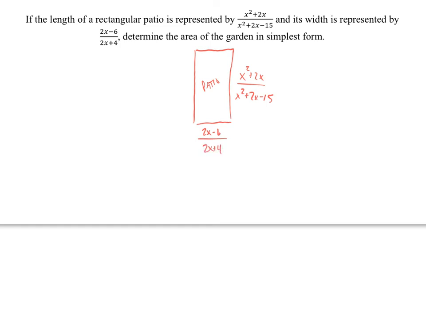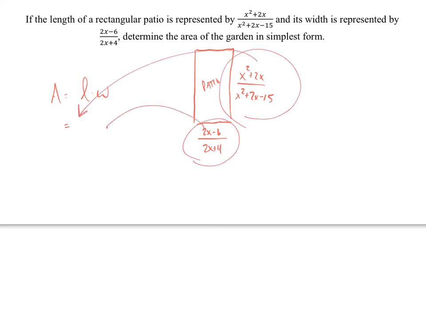Now, it doesn't really matter what we call those measurements because we know that area is just length times width. So now that we know what our length is and we know what our width is, we can just replace these things and multiply them, just like we've been doing with all the other examples. The word problem is just a tricky way of getting you to make sure you set up this problem as a multiplication of two rational expressions.